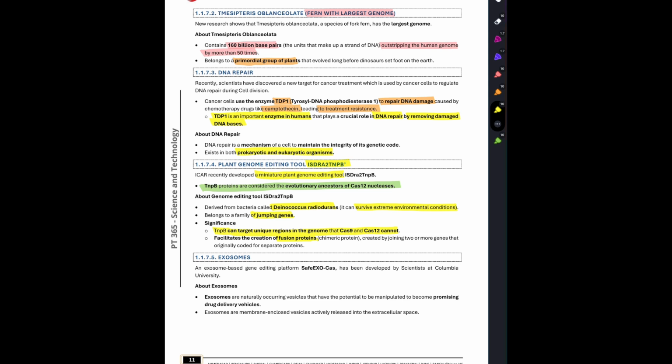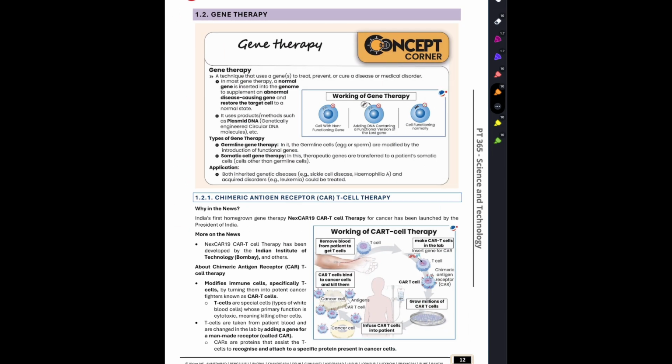Next is the exosomes. An exosome-based gene editing platform, Safe Exo-Cas, has been developed by scientists at Columbia University. What are exosomes then? Exosomes are naturally occurring vesicles that have the potential to be manipulated to become promising drug delivery vehicles. These are also naturally occurring. Exosomes are membrane-enclosed vesicles actively released into the extracellular space.